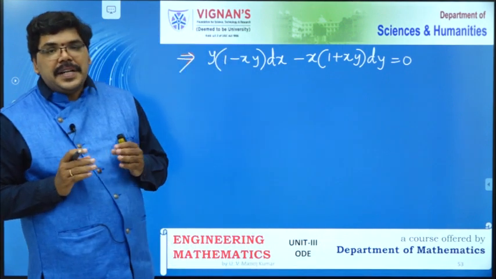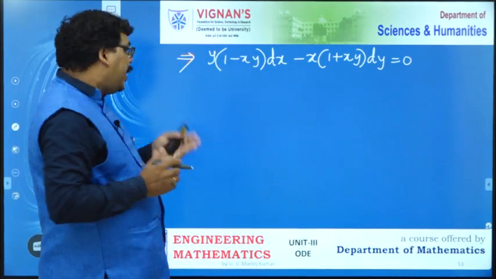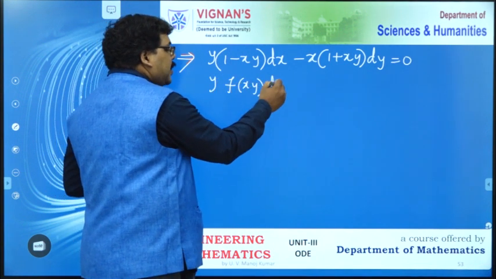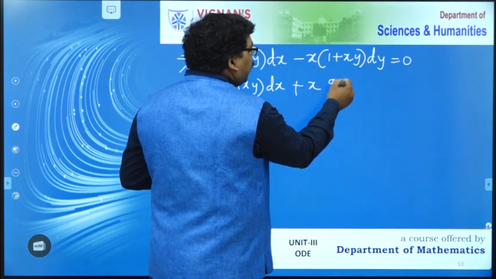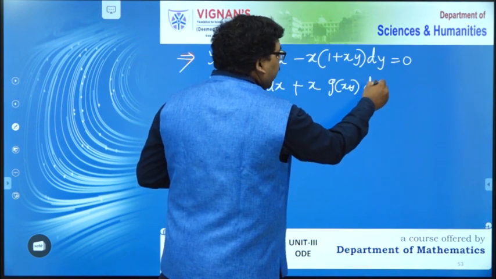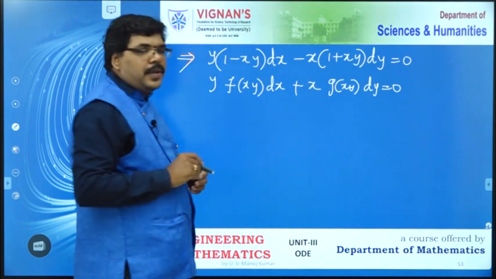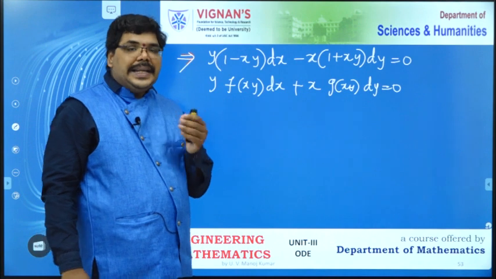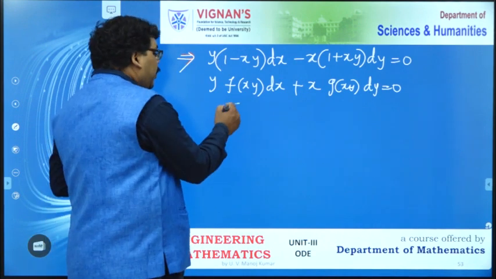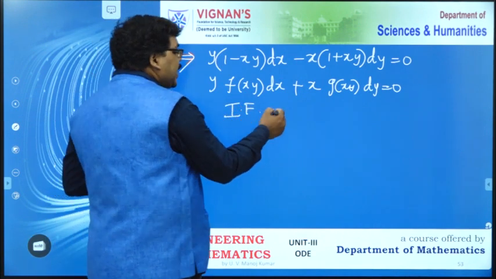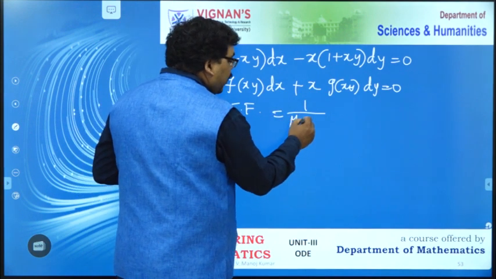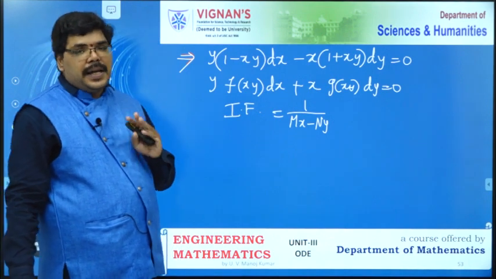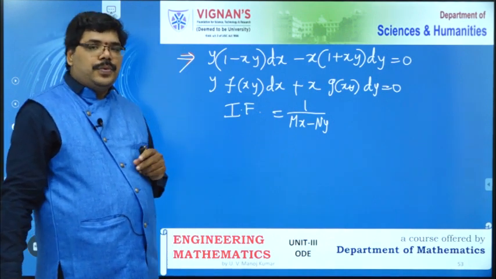So the given differential equation can be put in the form y into f of xy dx plus x into g of xy dy equals 0. When the given differential equation can be put in this form, the integrating factor will be 1 by (Mx minus Ny). So the given differential equation comes under non-exact case of 2.